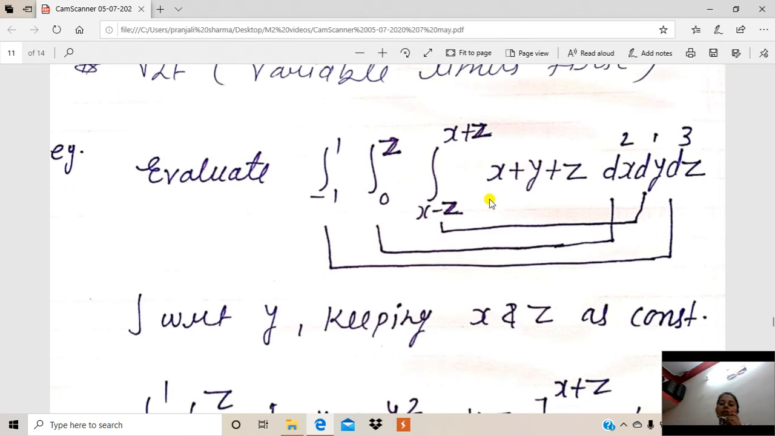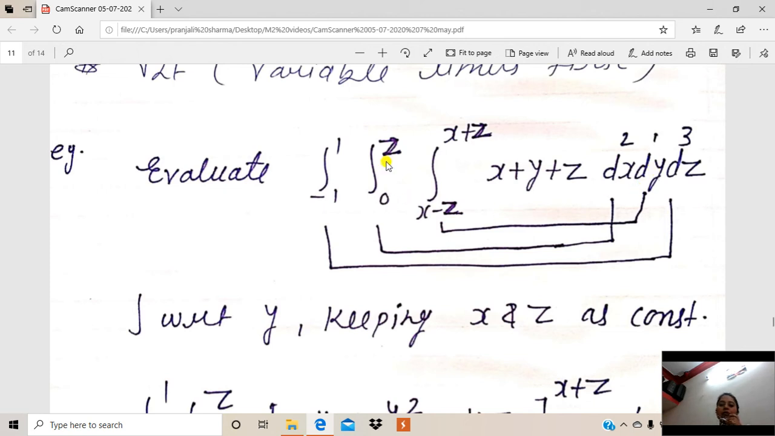Let us integrate the function x plus y plus z with respect to x, y and z, and the limits are minus 1 to plus 1, 0 to z, and x minus z to x plus z. So first we decide about the limits. Since here we have the limits x minus z to x plus z, which are functions of x and z, it cannot be the limit of x or the limit of z, so it will be the limit of y, and it has two variables, therefore our first integration will be with respect to y.